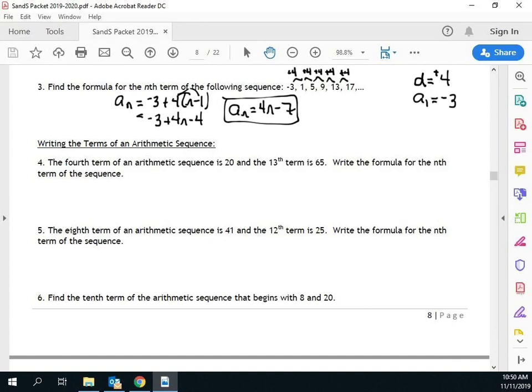How did you find that slope? What did you use? Y2 minus Y1 over X2 minus X1. We're going to use the same concept, except we're going to modify it a little bit, where the common difference is equal to a sub n minus a sub n minus 1 over the term number. So we're looking at n minus 1.